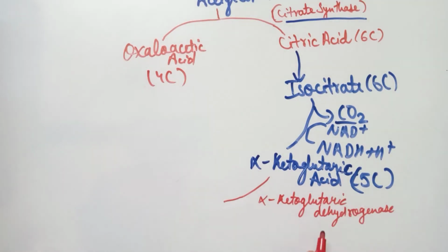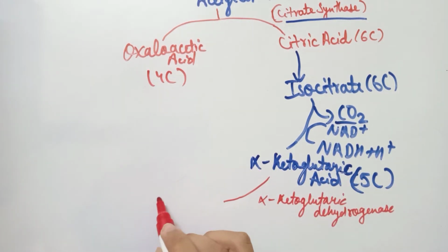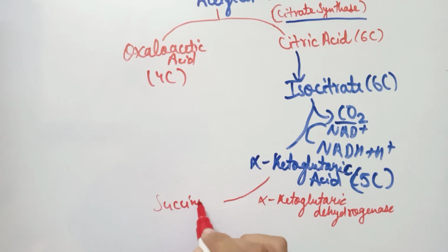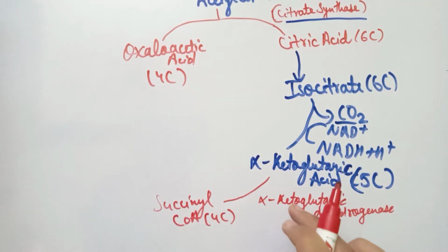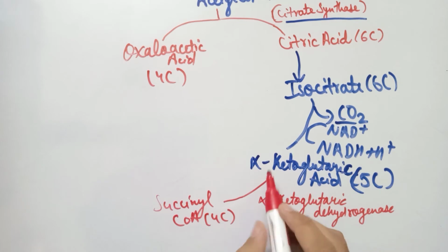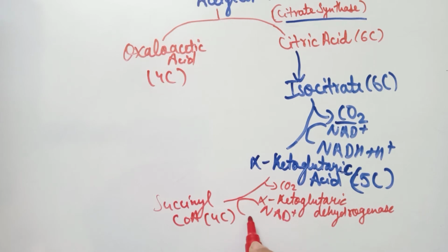And in the next step, alpha ketoglutaric dehydrogenase enzyme acts on alpha ketoglutaric acid and converts it into succinyl CoA. Now this succinyl CoA is a 4-carbon compound. So alpha ketoglutaric acid undergoes a decarboxylation reaction here also, and the carbon is removed in the form of CO2, and again NAD plus is reduced to NADH plus H plus or NADH2 molecule.